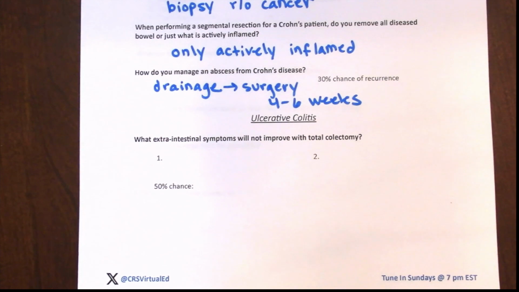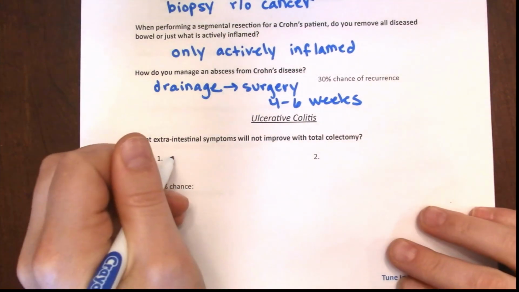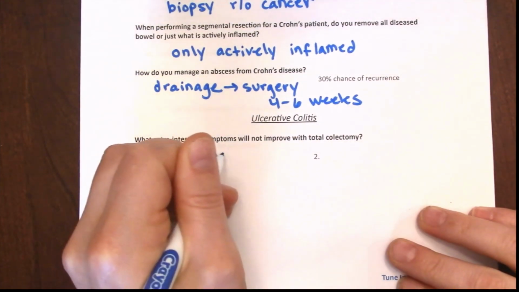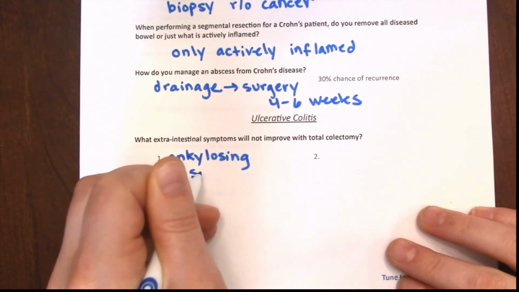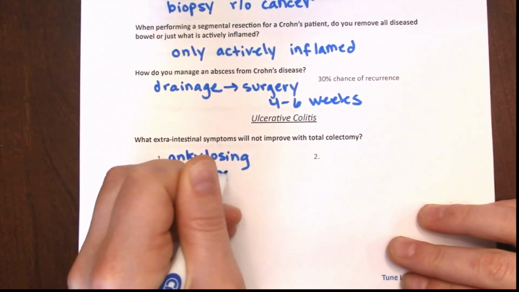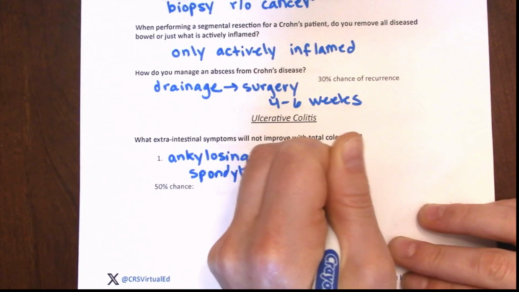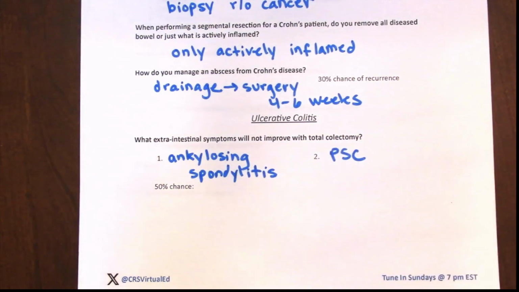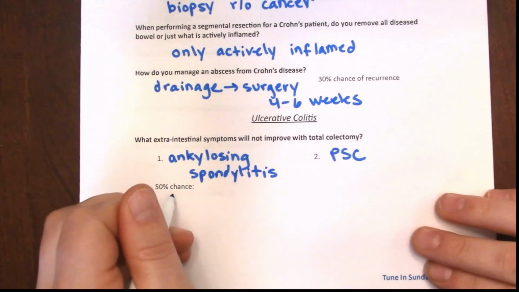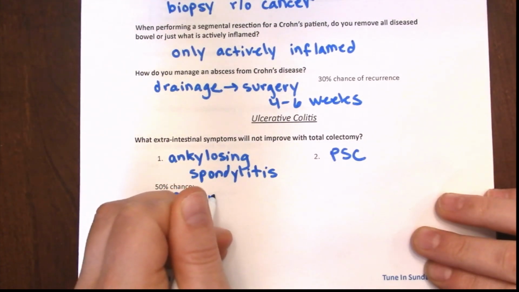And so the next section we have is ulcerative colitis. All right, Connie, for ulcerative colitis, what extraintestinal symptoms will not improve with a total colectomy? So these are the symptoms that aren't really directly associated with the colon. So it's the ankylosing spondylitis, and PSC. And there is a 50% chance that pyoderma improves.